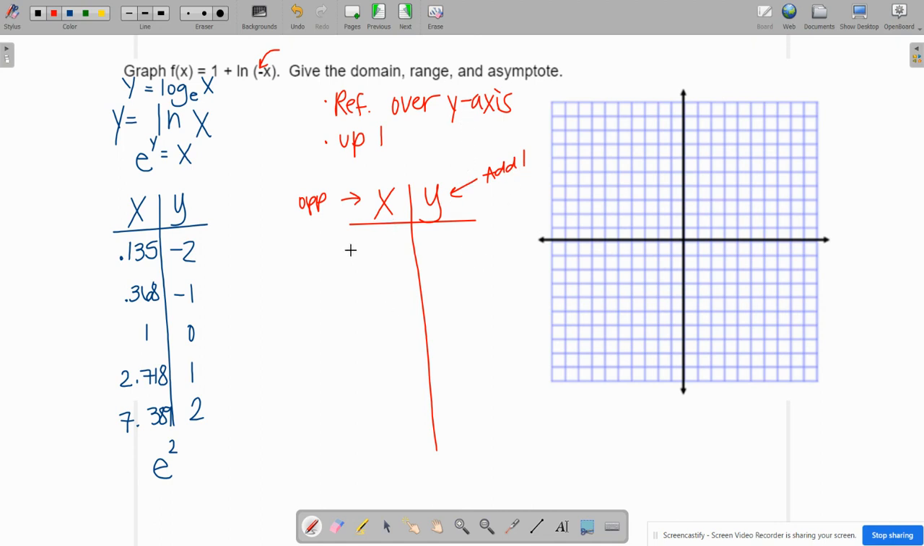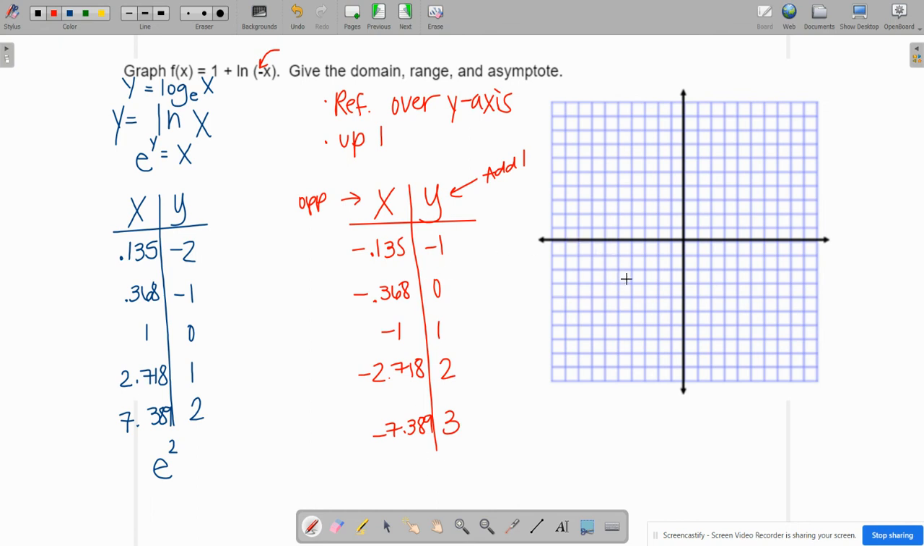So all of our x's are going to become the opposites. So negative 0.135, negative 0.368, negative 1, negative 2.718, and negative 7.389. And then we're going to add 1 to all of the y's. So negative 1, 0, 1, 2, and 3.